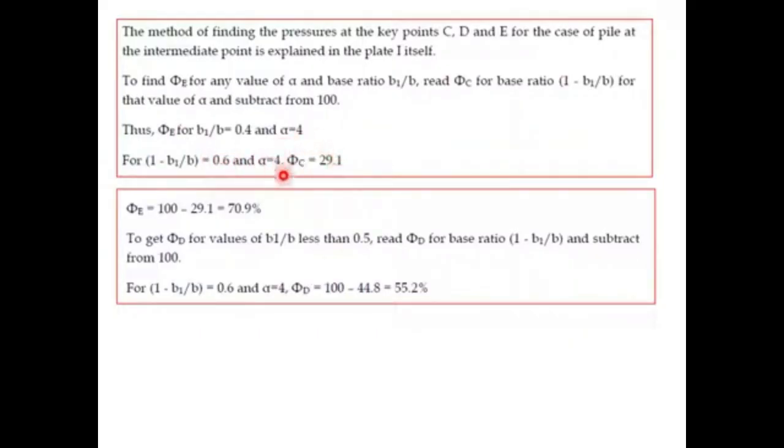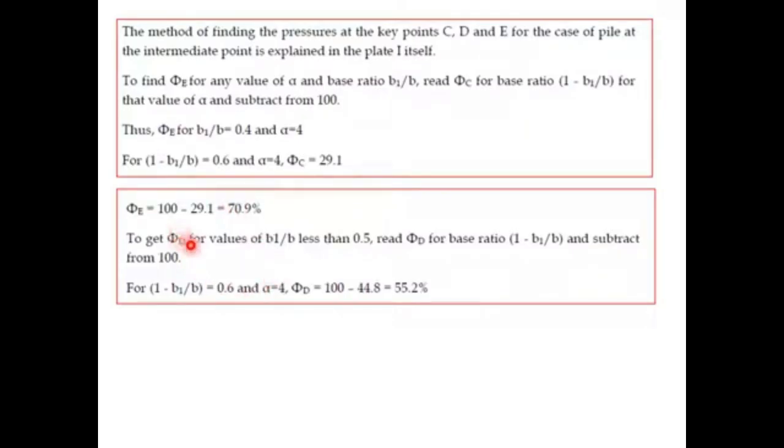So we get from the curve phi C is equal to 29.1. So like this, for phi E, after getting the phi C value for this ratio, it is 100 minus 29.1, which will be at the key point E, which is 70.9 percent.